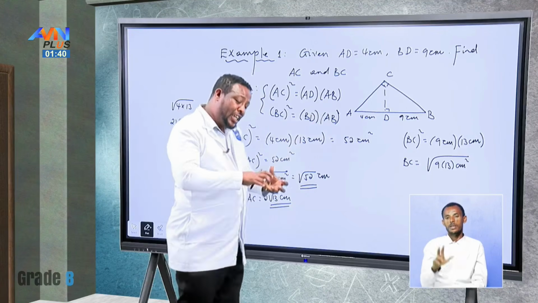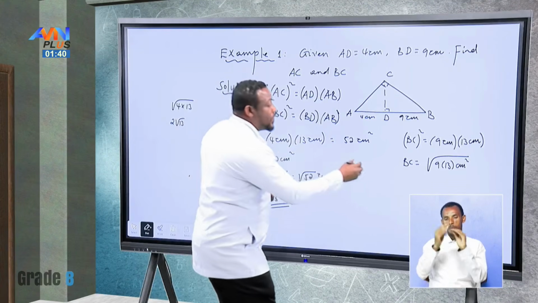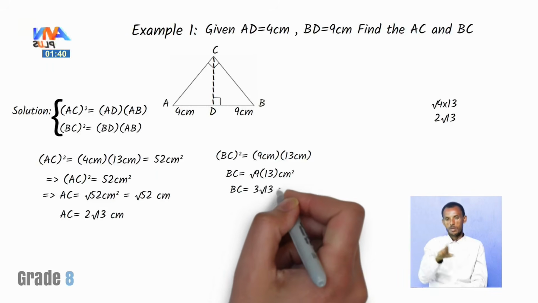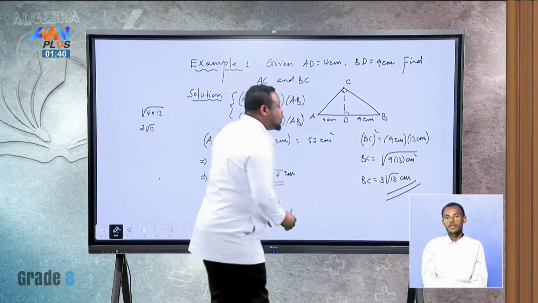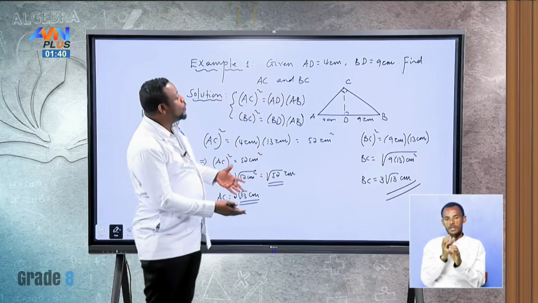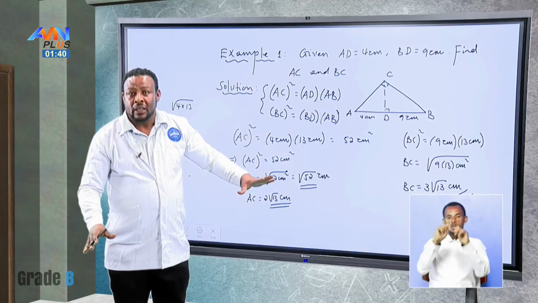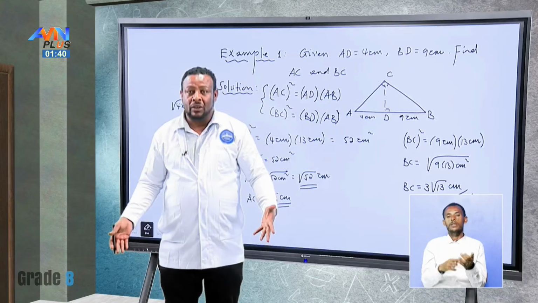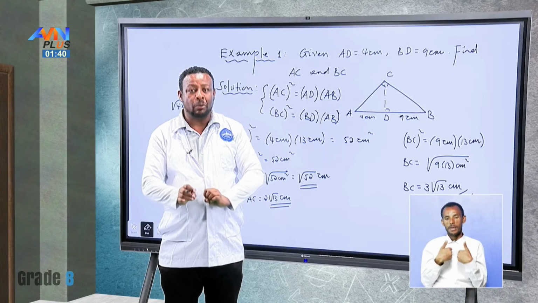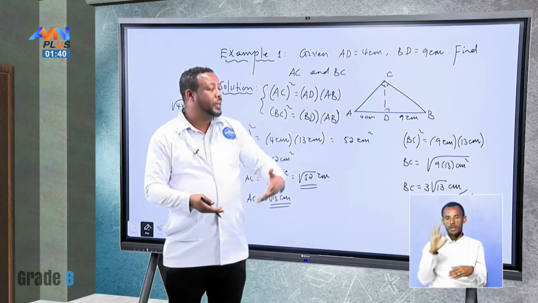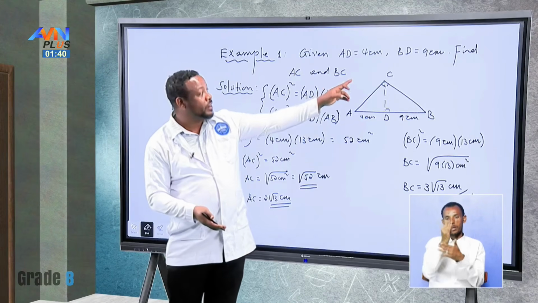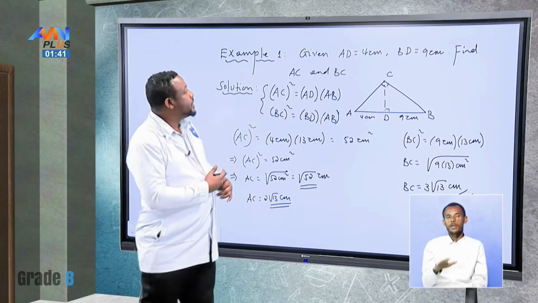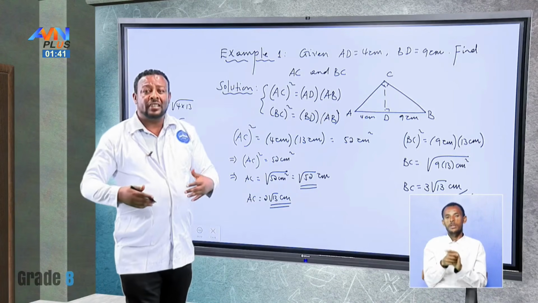So without the need to calculate these two numbers, you can write BC is equal to 3 times the radical 13 centimeter. Okay? This way, you can calculate the unknown sides of a triangle with only the hypotenuse. By having only the hypotenuse, if you have a certain altitude drawn from the right angle, you can calculate the two unknown sides, right? So this is the first example. Let's see the other example.